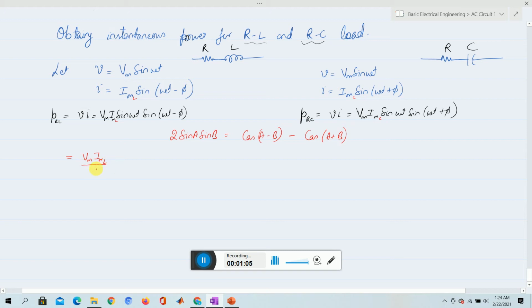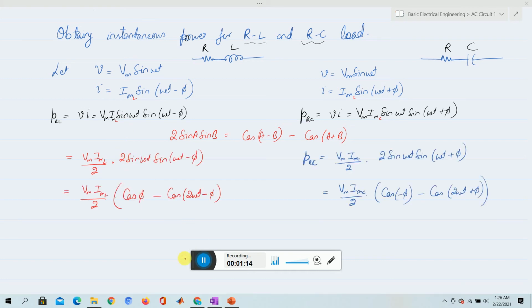Here we divide by 2 and multiply by 2, so we get 2 sin A sin B. Solving the equation, this is divided by 2 into 2 sin A sin B. So it will be cos of (A minus B), which is cos φ, and for A plus B this term is added with the minus sign. Similarly on this side we get cos of minus φ and cos of (2ωt plus φ).